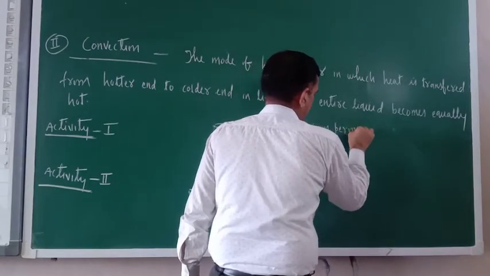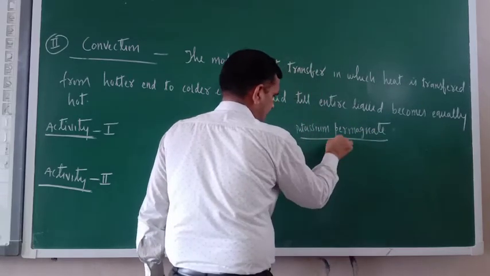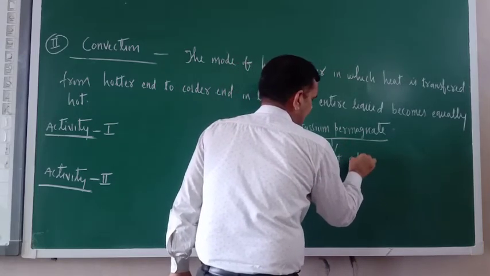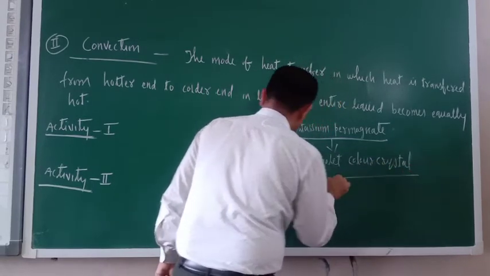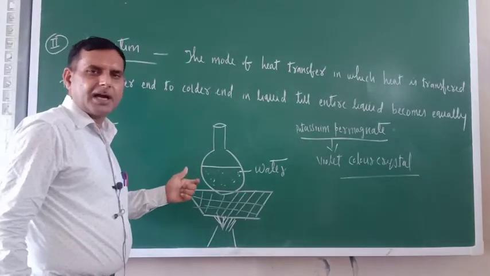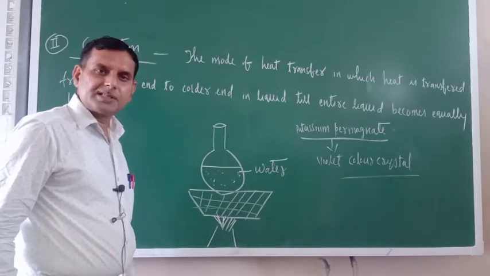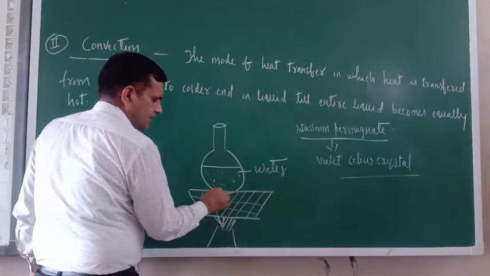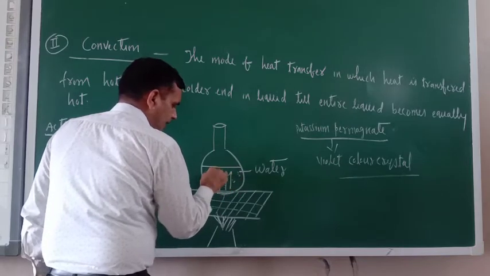Potassium permanganate. What is the color of this? It is a violet color crystal. This violet color crystal you add here. Now after the addition of that, you have to start heating this. Then what you will see? From the bottom of the round bottom flask, now the water will rise up.